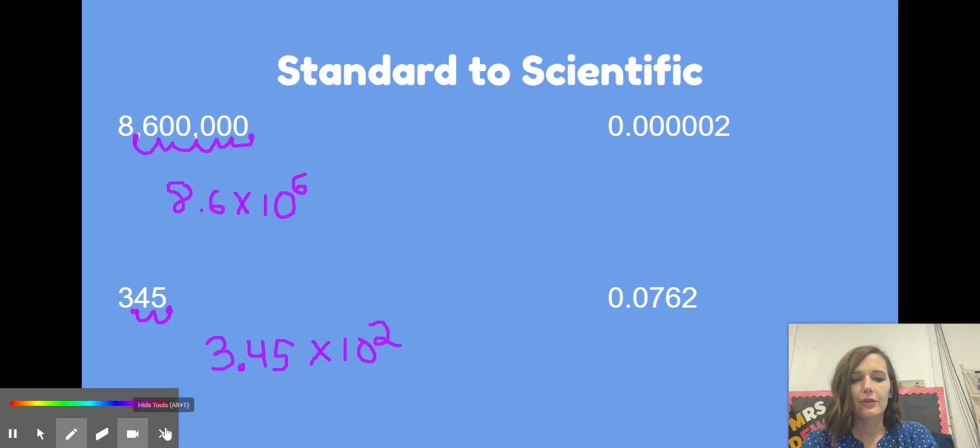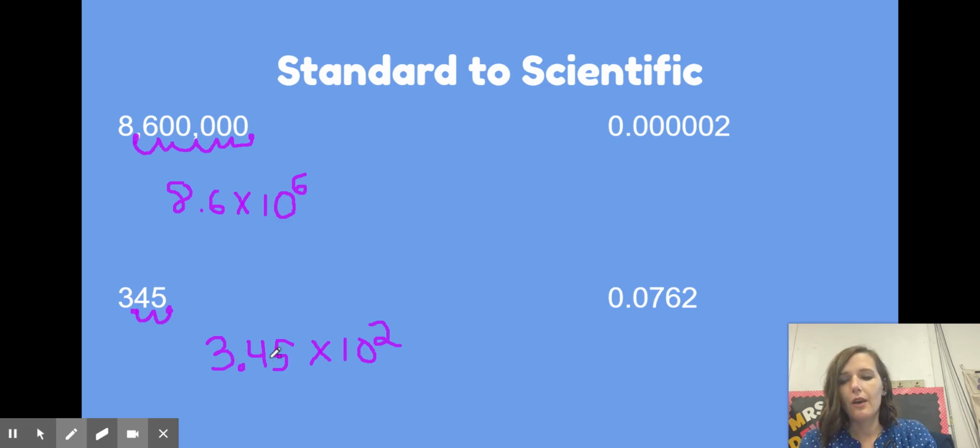Scientific notation wasn't really effective because it didn't make you have less writing, but it's still the correct way to write it. So no matter what, even if it's a small number already, 345 is a fairly small number, you could still move that decimal over. Okay, so it's possible to have a power of 1 or 2. They won't always be crazy huge numbers.